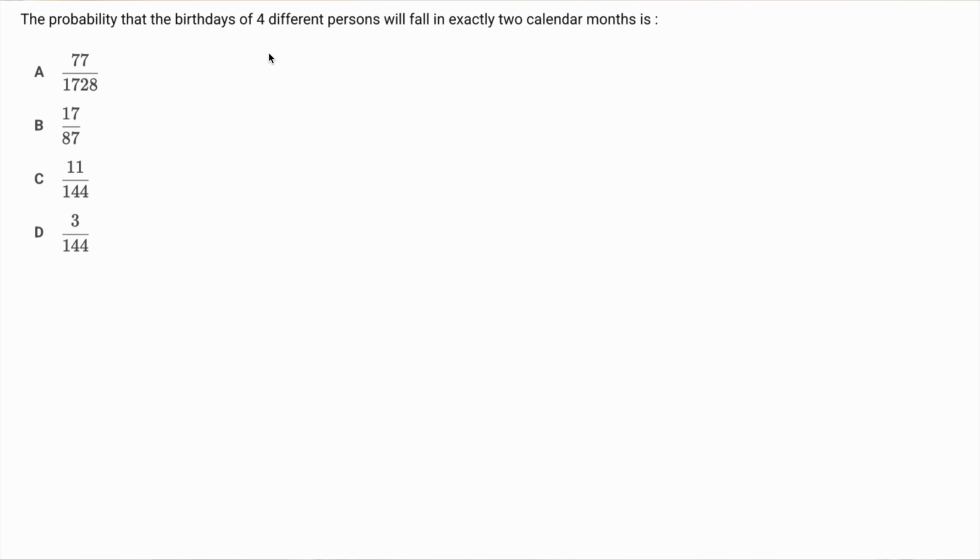I have four persons, P1, P2, P3, and P4. In general, the first person has 12 options for his birth month, right? He can have any of the 12 months as his birth month. Same way, the second person can also have any of the 12 months as his birth month. Same way, the third and the fourth persons. Now, in general, the total number of ways of assigning the birth month of these four people would be 12 into 12 into 12 into 12, and that is basically 12 raised to 4. Or you can keep it as it is as well. No problem as such.